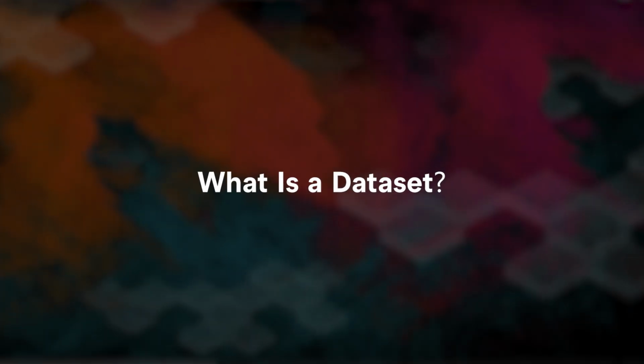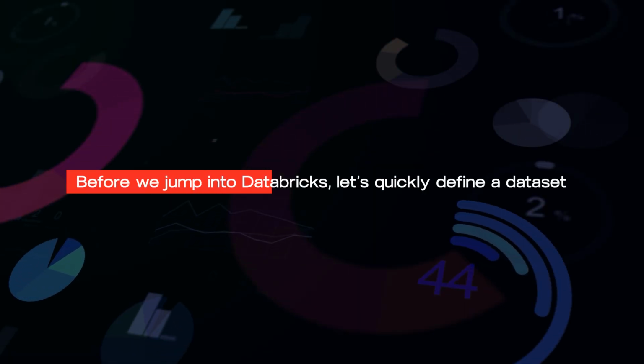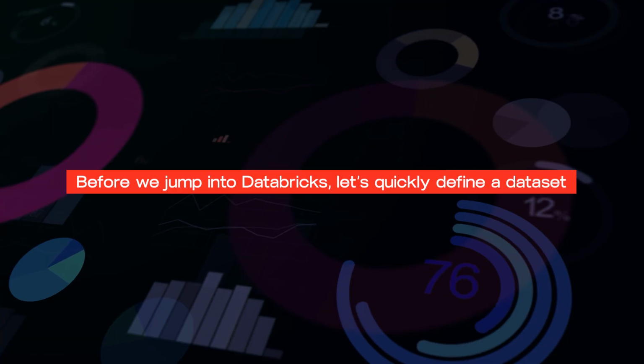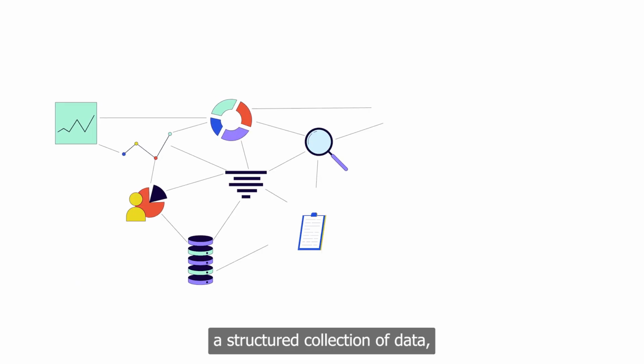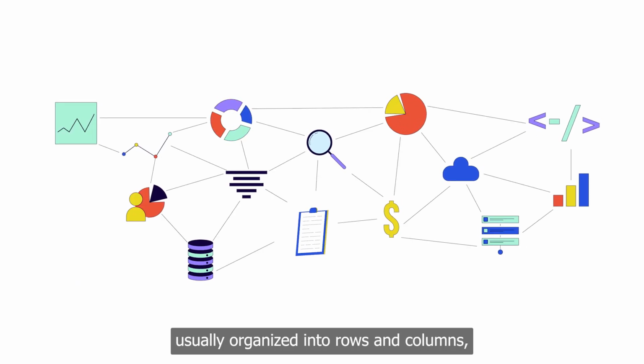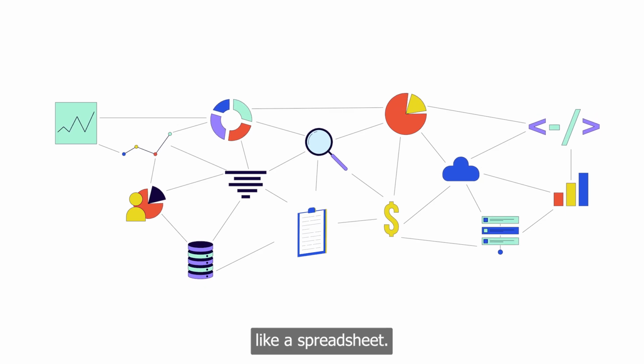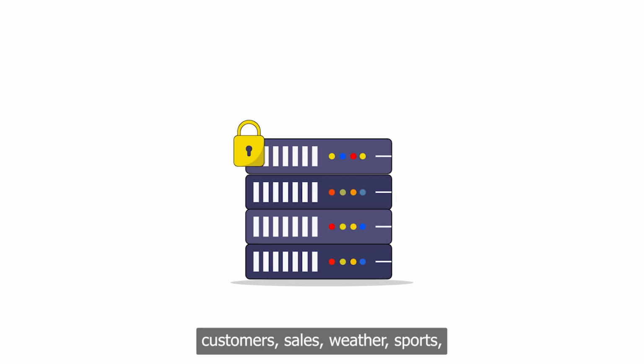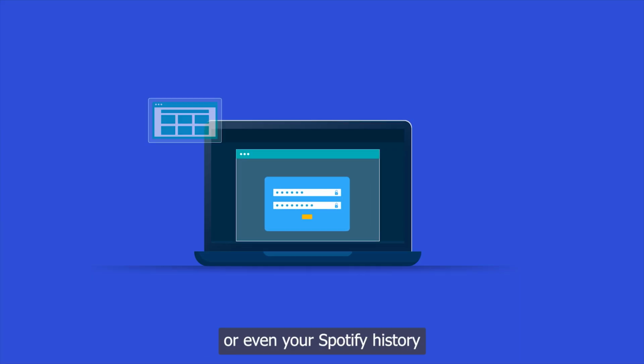What is a dataset? Before we jump into Databricks, let's quickly define a dataset. A dataset is simply a structured collection of data, usually organized into rows and columns, like a spreadsheet. It might be about anything: customers, sales, weather, sports, or even your Spotify history.